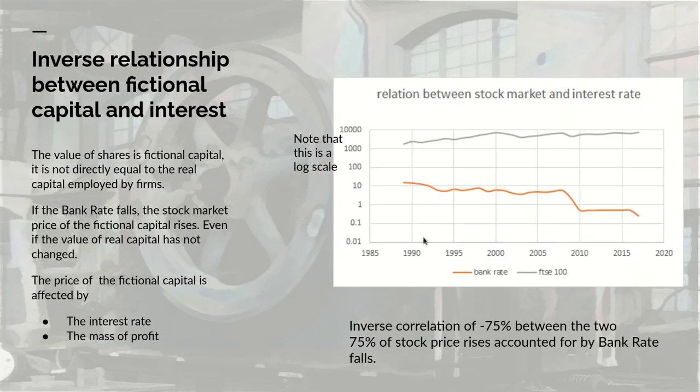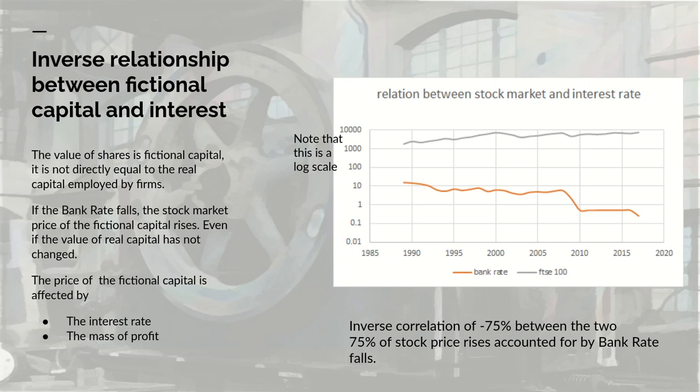This means that there's an inverse relationship between fictional capital and the rate of interest. The value of shares is fictional capital. It's not directly equal to the real capital employed by firms. And if the bank rate falls, the stock market price of fictional capital tends to rise, even if the value of real capital hasn't changed.